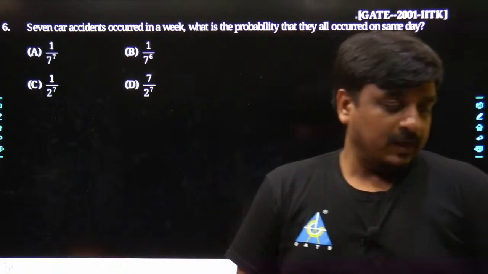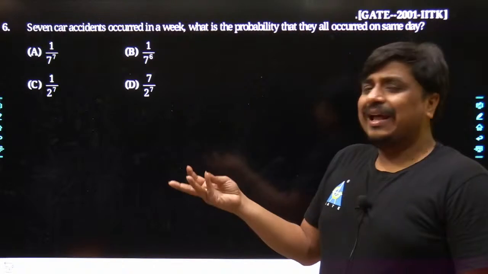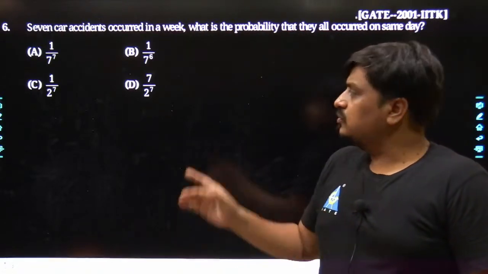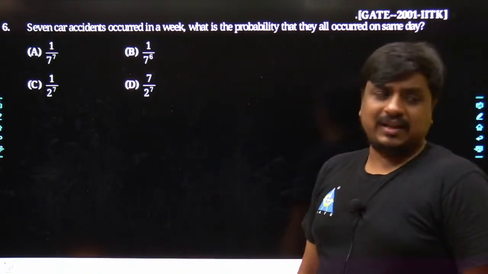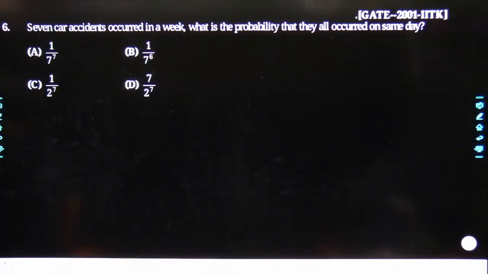Tell me, and probably you do not exactly require the calculator, pen or copy for giving the proper answer for this given problem. I would like to have the input from each one of you. What would be the best answer for this given problem? So what is the crux behind this problem? We had 7 car accidents. I wanted the probability that they have taken place on the same day.